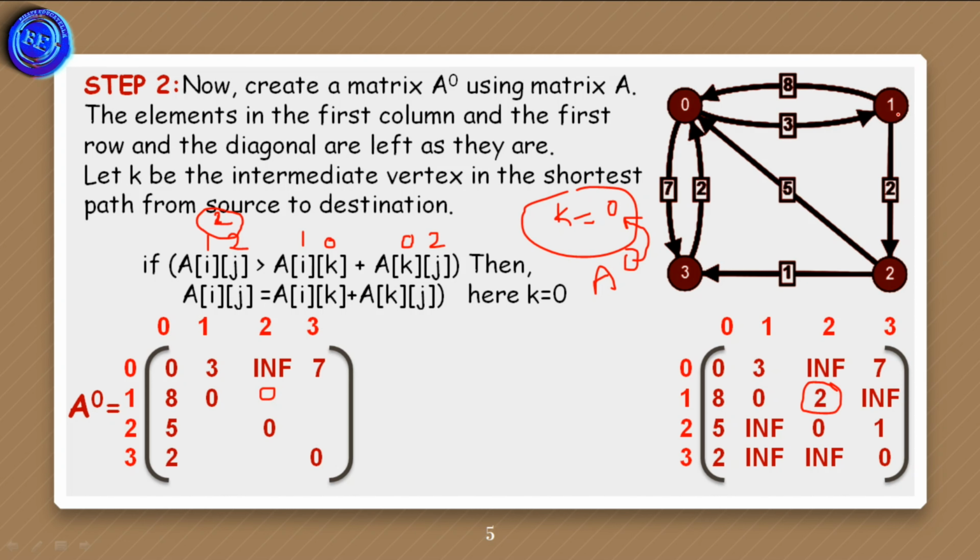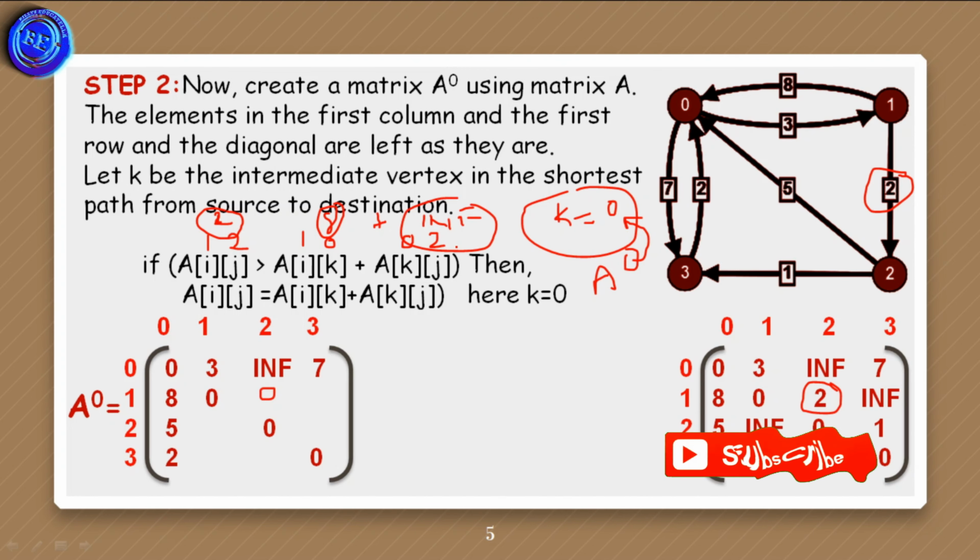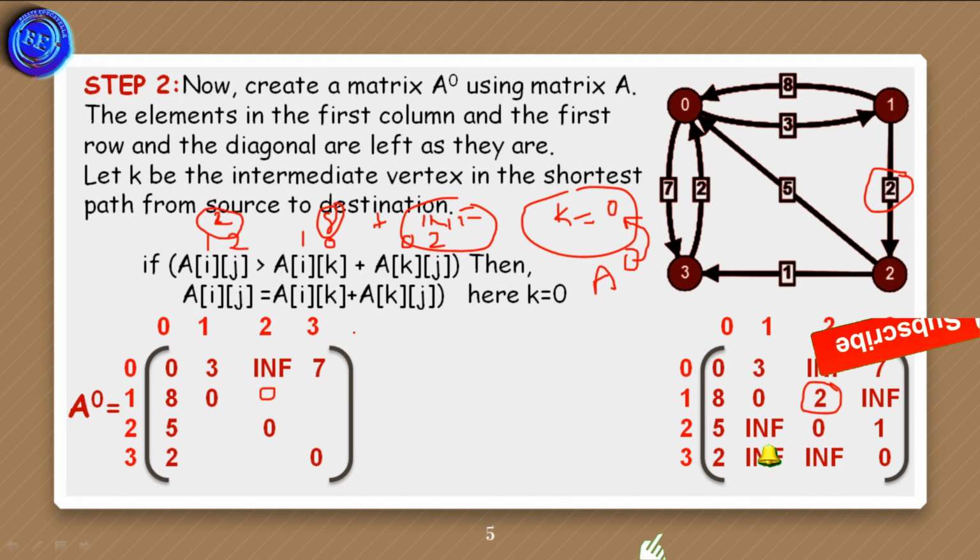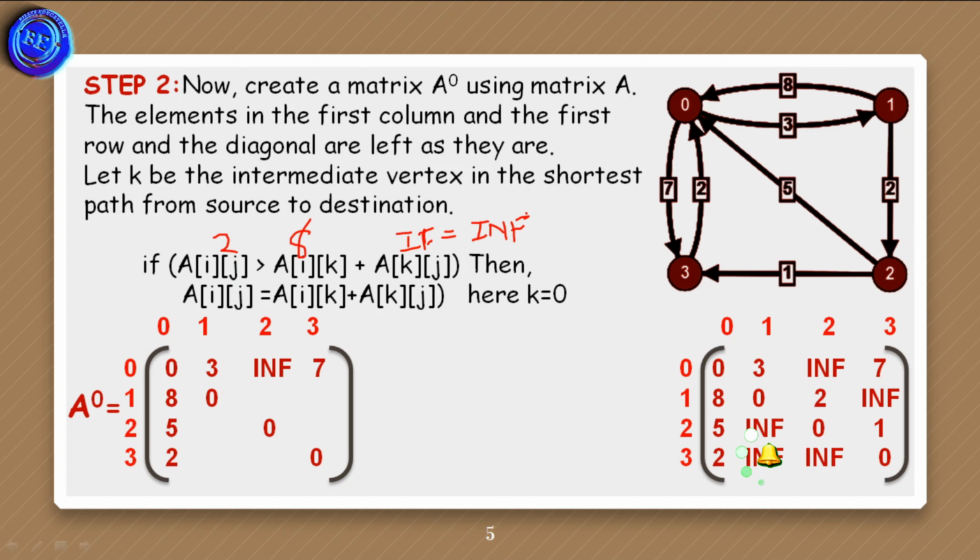The cost of the edge between the first vertex and the second vertex is 2, and the cost of the first vertex to the 0th vertex is 8 plus the cost of 0 to the second vertex, whose cost is infinity. So infinity plus 8 is equal to infinity, but infinity is greater than 2, so 2 remains in its position. There is no change of this value.